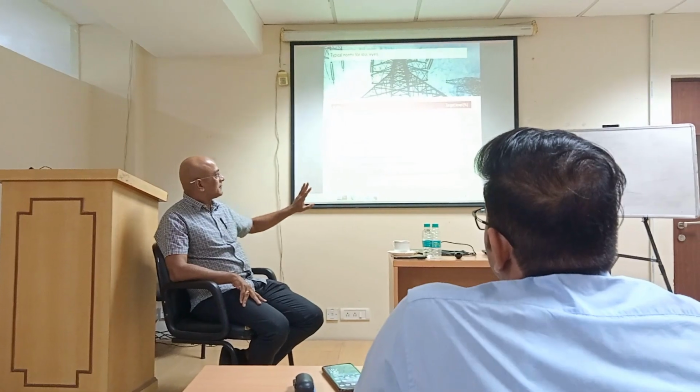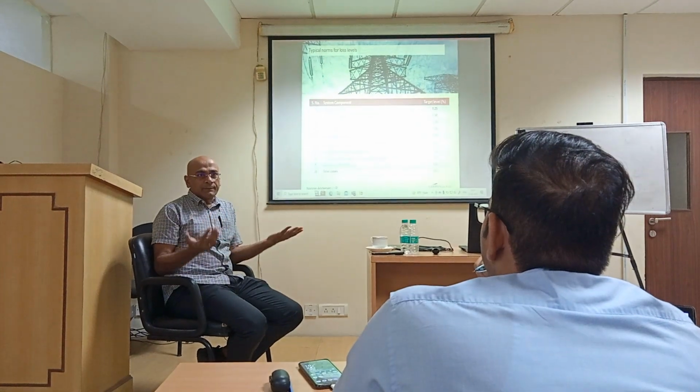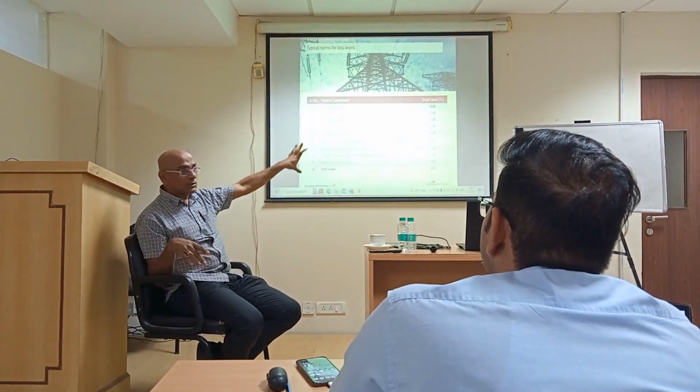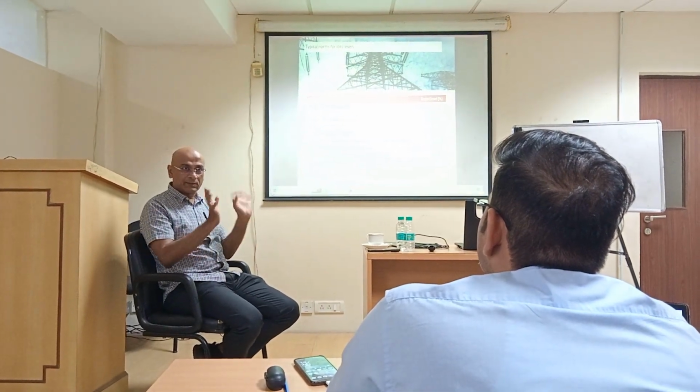Where we left last time. So last time we ended with this typical loss level. It's just to give you some kind of thumb rule. When you start studying in school, there are certain thumb rules given in your textbook. This is just a norm, so that when you go to a practical place and try to do a calculation, you know what should be there. It's not a hard and fast rule kind of thing. This is just guidance as a norm.